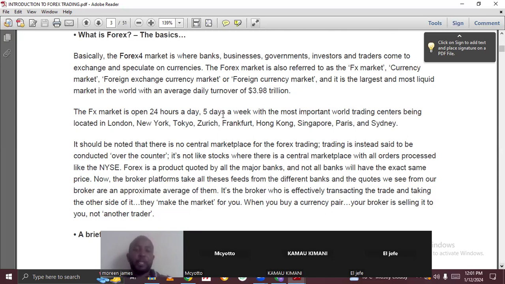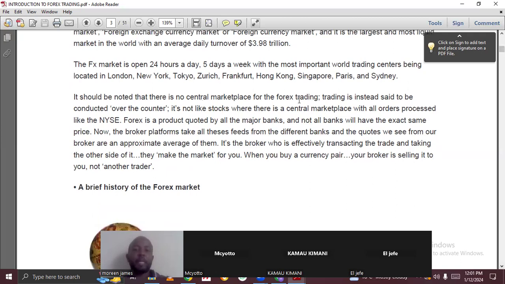It is open 24 hours a day, 5 days a week, with the most important world trading centers being located in London, New York, Tokyo, Zurich, Frankfurt, Hong Kong, Singapore, Paris, and Sydney. It should be noted that there is no central marketplace for Forex trading. Instead, it is conducted over the counter, or OTC. OTC means that as long as you have an internet connection, and a phone, laptop, or tablet, wherever you are, you can come in and participate in Forex trading.